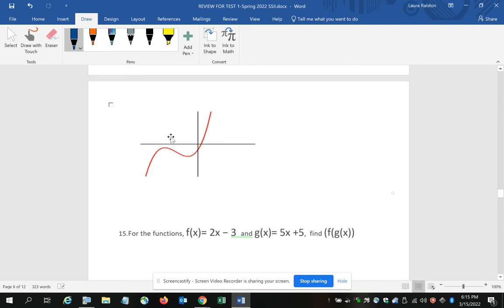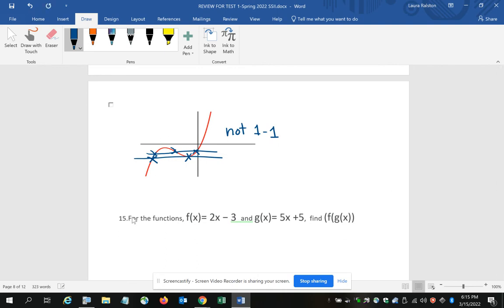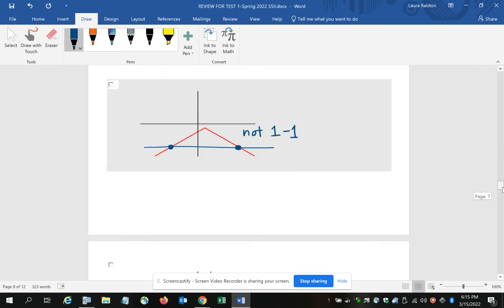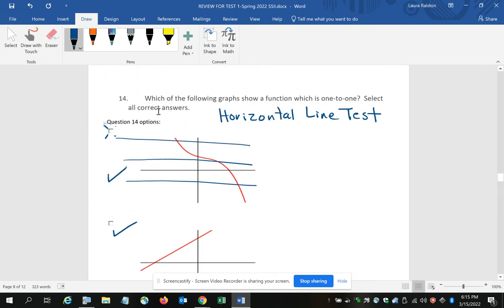And then the fourth one, again, if I draw a line here, I touch 1, 2 times. If I were to draw it up higher, I would cross 1, 2, 3 times. So this one is also not 1 to 1. So 2 of the 4 are 1 to 1, and you should mark both correct answers because of the way the question is worded. It says select all correct answers.